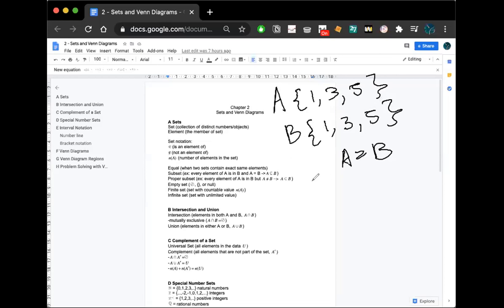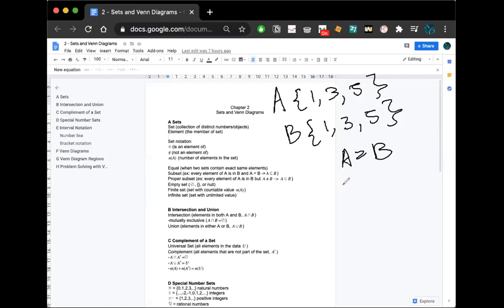Can you minus sets from each other? Can you subtract sets? You can't subtract sets. Mathematically speaking, you cannot subtract sets.